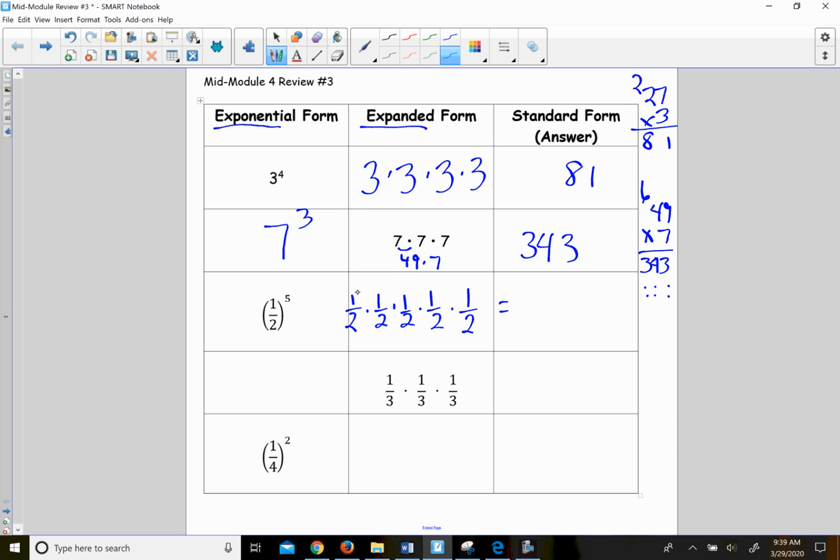So my answer, well, 1 times 1 times 1 times 1 times 1 in the numerator, over 2 times 2 is 4, 4 times 2 is 8, 8 times 2 is 16, and then 16 times 2 would be 32.